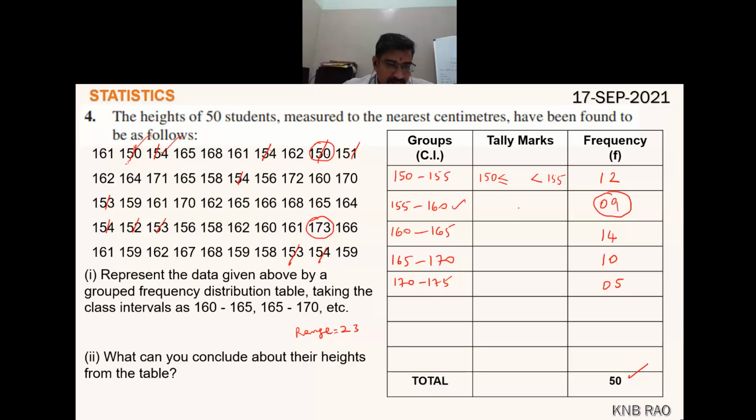So on an average, these 9 cadets have a height of 157.5 centimeter. So we will now take that class mark. Let me write it instead of the tally mark. I will take the class mark and write the class marks, normally represented as X.